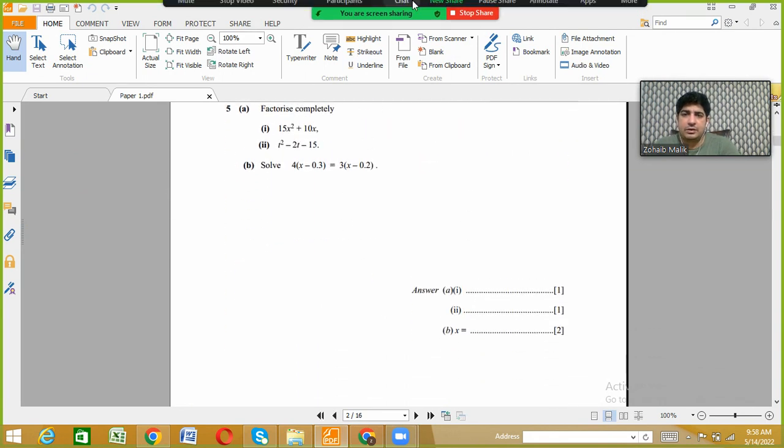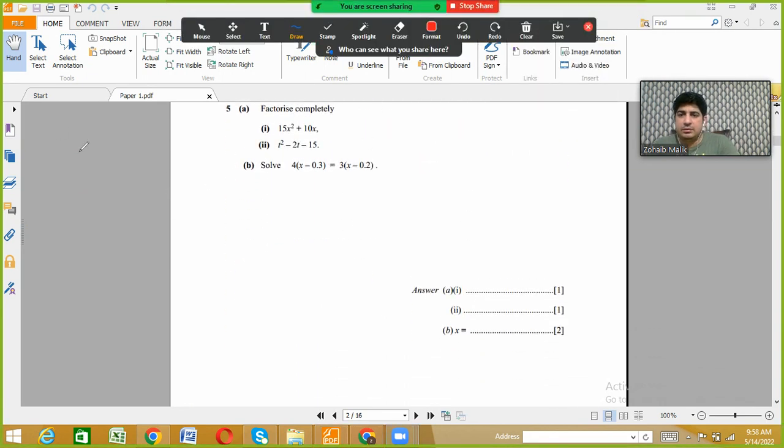Now factorize completely. A part is 15x square plus 10x. Because the middle term break is not possible, we have to factorize. So we will observe, can we take something in common? I can see I can take 5x as common. So this will be changed into 3x plus 2. So this is the final answer. We can do nothing more.